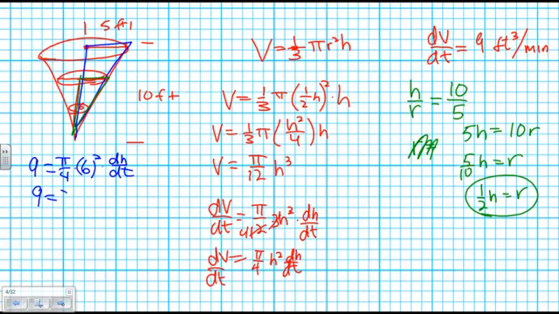9 is equal to 36 pi over 4 dh/dt. That 4 and that 36 change to a 9. Looks like dh/dt is going to be 9 divided by 9 pi. Oh, okay, 1 over pi. Units, please. Feet per minute. Why minute? Because that was the time frame that was given in the dV/dt. That's some great stuff, Sarah.